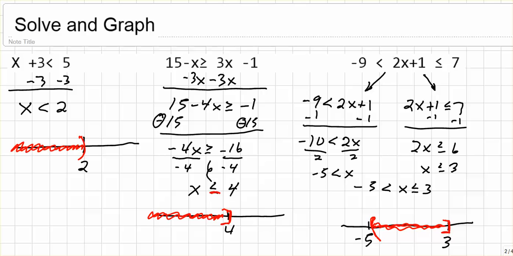So that is solving linear inequalities. The thing to remember again when doing these is if you are dividing by a negative, you need to swap the direction of the inequality. Everything else is the same.